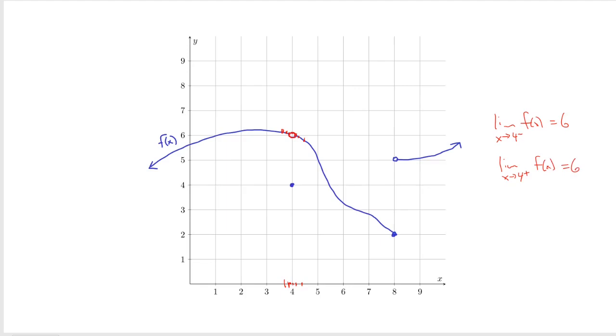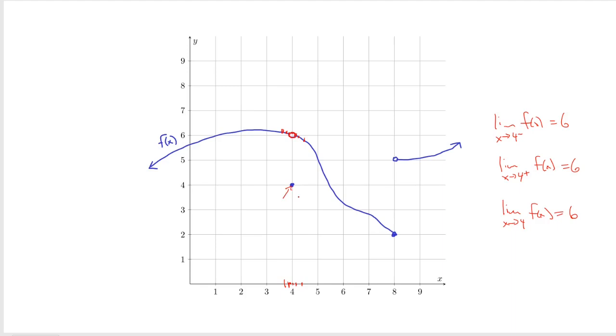And since the limit from the left and the limit from the right are both equal to 6, that tells us that the two-sided limit, the limit as x approaches 4 of f of x, is also equal to 6. That's our definition of the two-sided limit. Notice that it has absolutely nothing to do with the function value at 4. The function value at 4 is over here. It's equal to 4. And yet the limit from the left is equal to 6, the limit from the right is equal to 6, and so the two-sided limit is equal to 6.